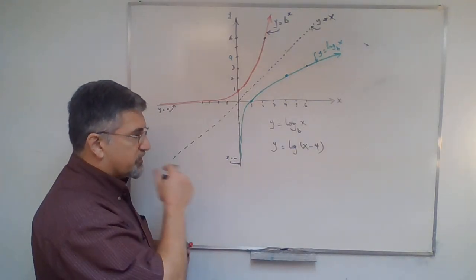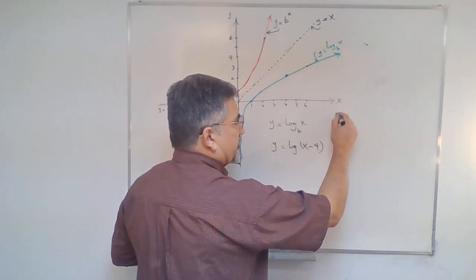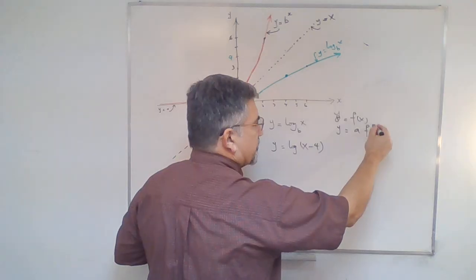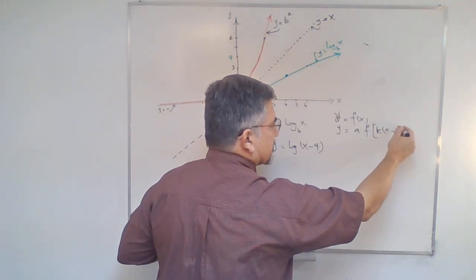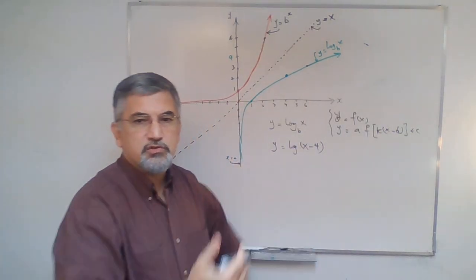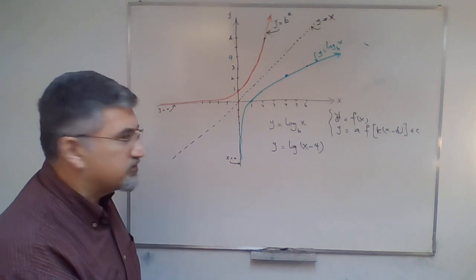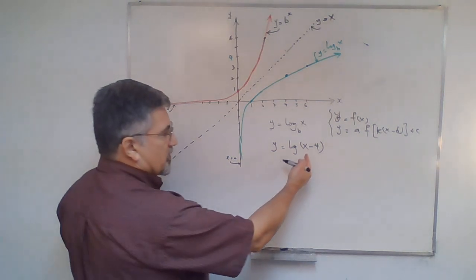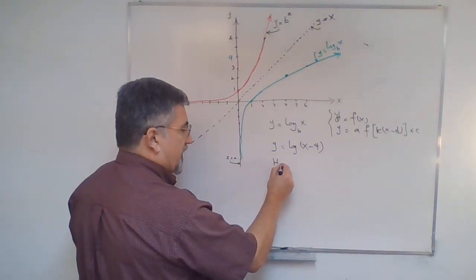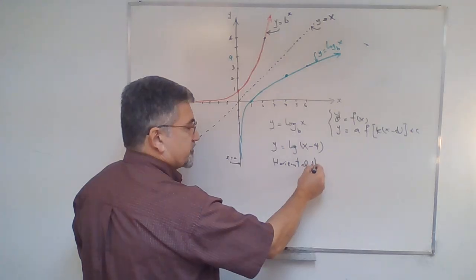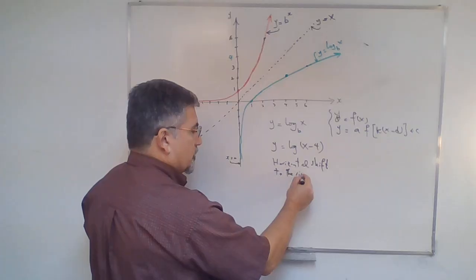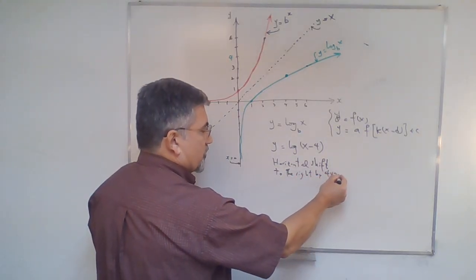Well, I think you remember that we have talked about functions of the form f of x, if they undergo transformations and they become f of k times x minus d, plus c. We have discussed that the d is representing a horizontal shift either to the right or to the left, depending on the sign of d. So here we see that instead of log of x we have log of x minus 4. So we say that in this case we have a horizontal shift or translation to the right by 4 units.